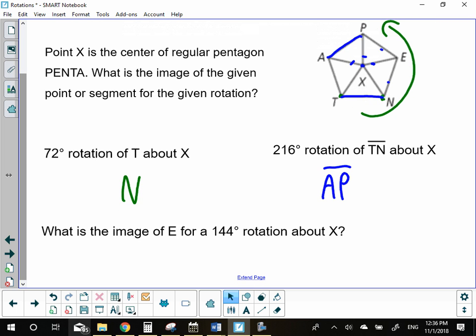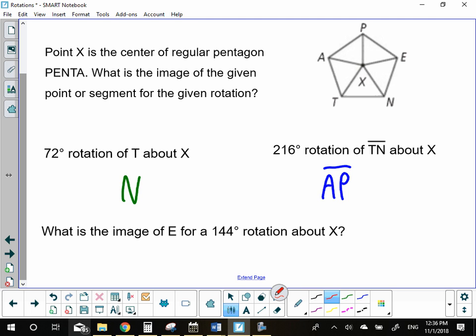And if I chose a different point, say I chose E, it's over here, and I want to go 144 degrees, where does that bring me?